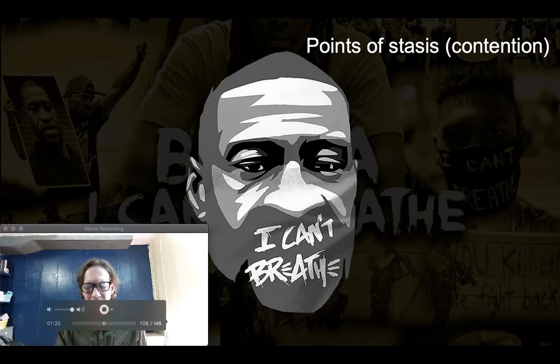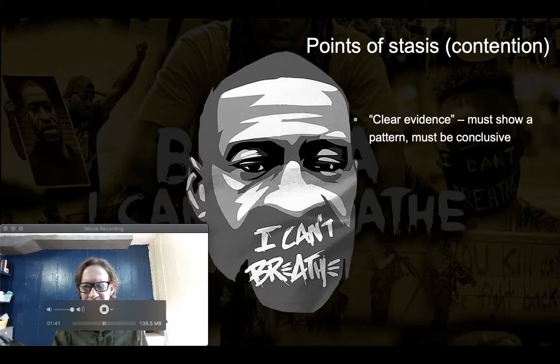So for our resolution, there is clear evidence of racism in U.S. policing. There are three main points of contention. The affirmative needs to win all of these points of contention in order to prove their case. And if the negative denies any of these points of contention, then they win the debate. The first is the phrase clear evidence.